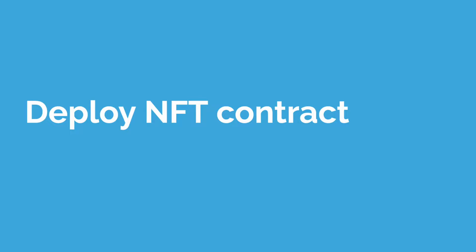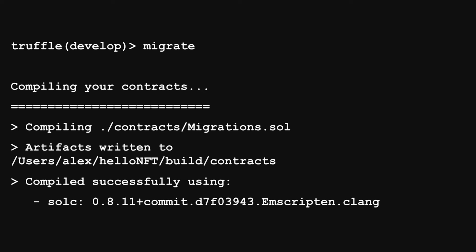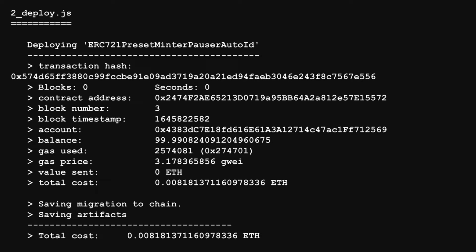So now that we have a blockchain up, we can deploy our NFT contract to that blockchain. For that, we can use the command migrate in the Truffle console. This command is going to compile our contracts. Then it's going to use the migration scripts to deploy the contracts. It's going to deploy our migrations contract, which was just there by default, but you could remove that. And it's also going to deploy our NFT.